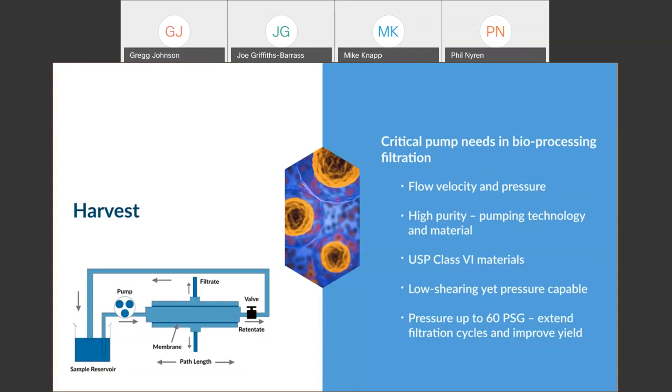Peristaltic technology is uniquely suited to these applications. Fluid touches only the material of the tubing. It can also generate the flow velocity and the higher pressures to improve and lengthen the filtration cycles through the filter.